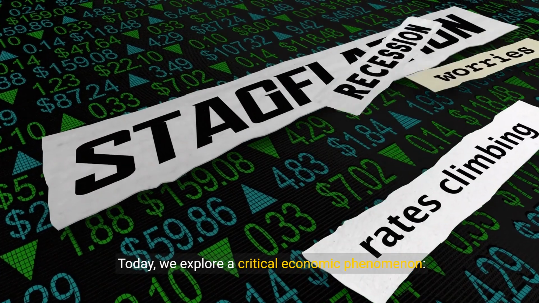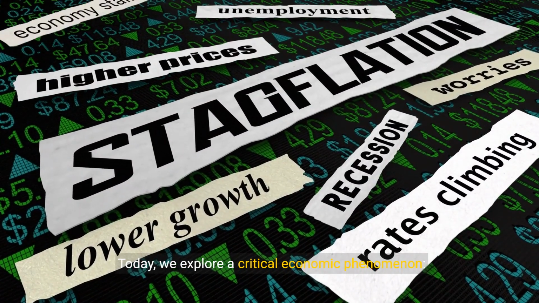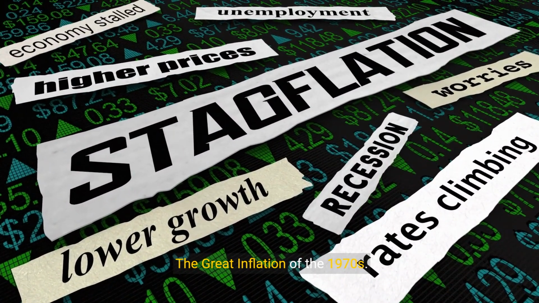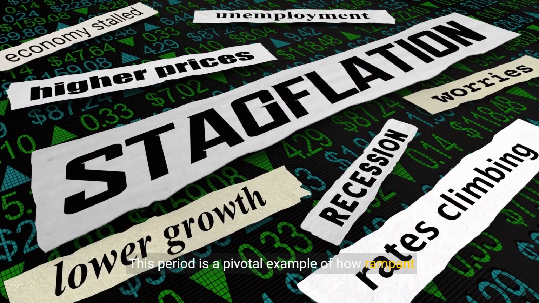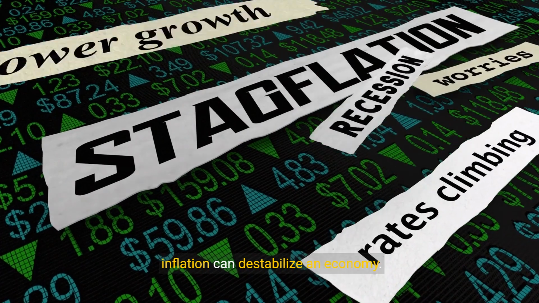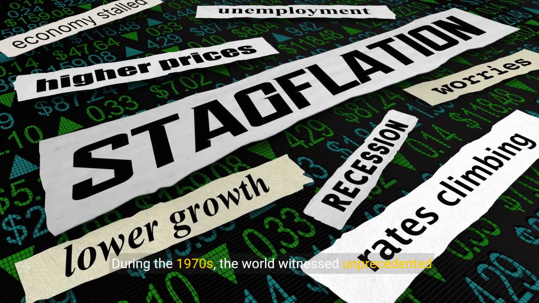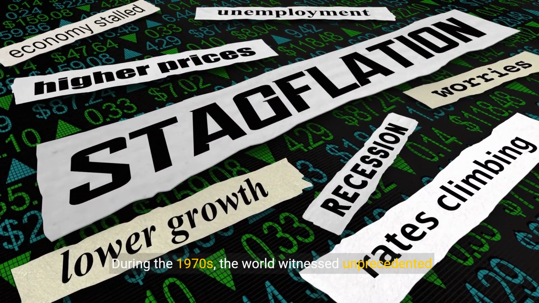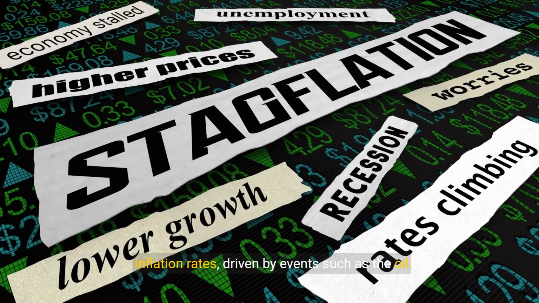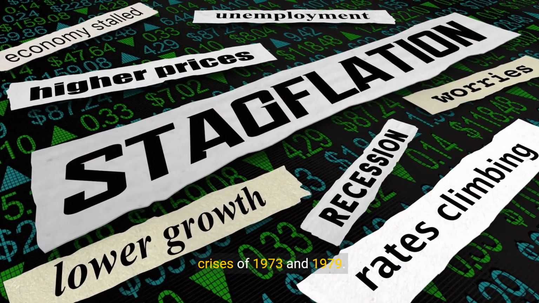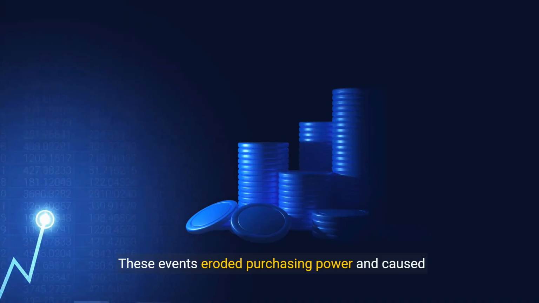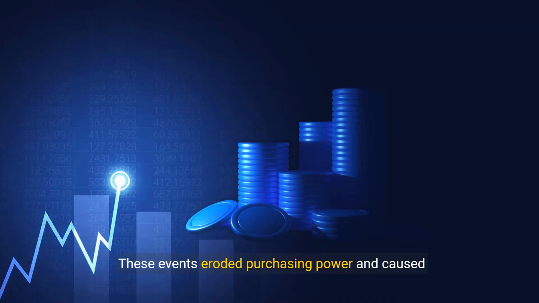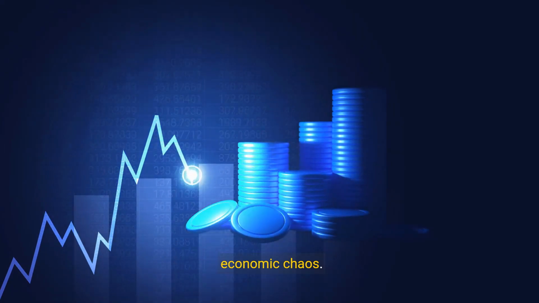Today, we explore a critical economic phenomenon, the Great Inflation of the 1970s. This period is a pivotal example of how rampant inflation can destabilize an economy. During the 1970s, the world witnessed unprecedented inflation rates, driven by events such as the oil crises of 1973 and 1979. These events eroded purchasing power and caused economic chaos.